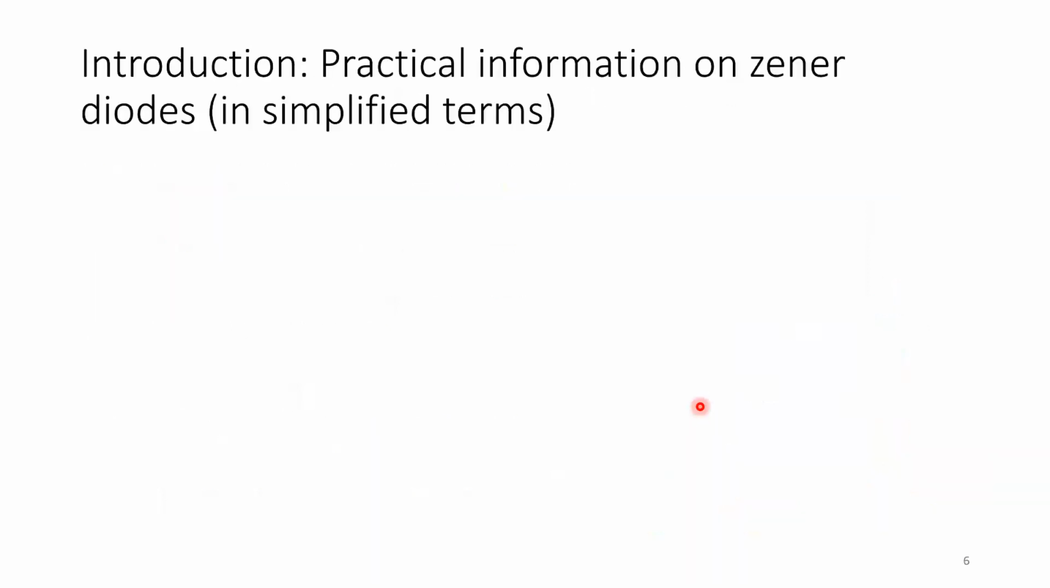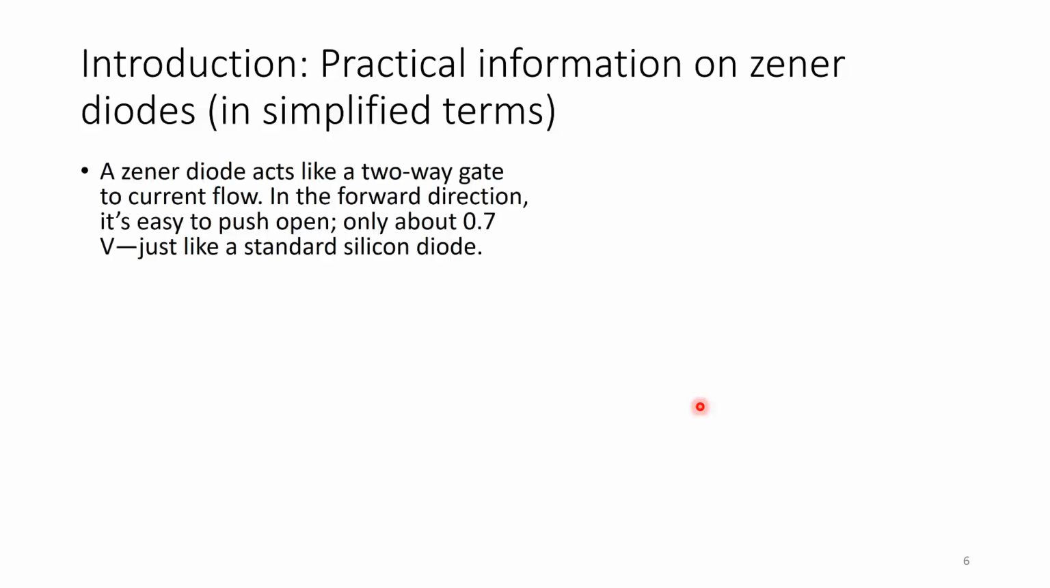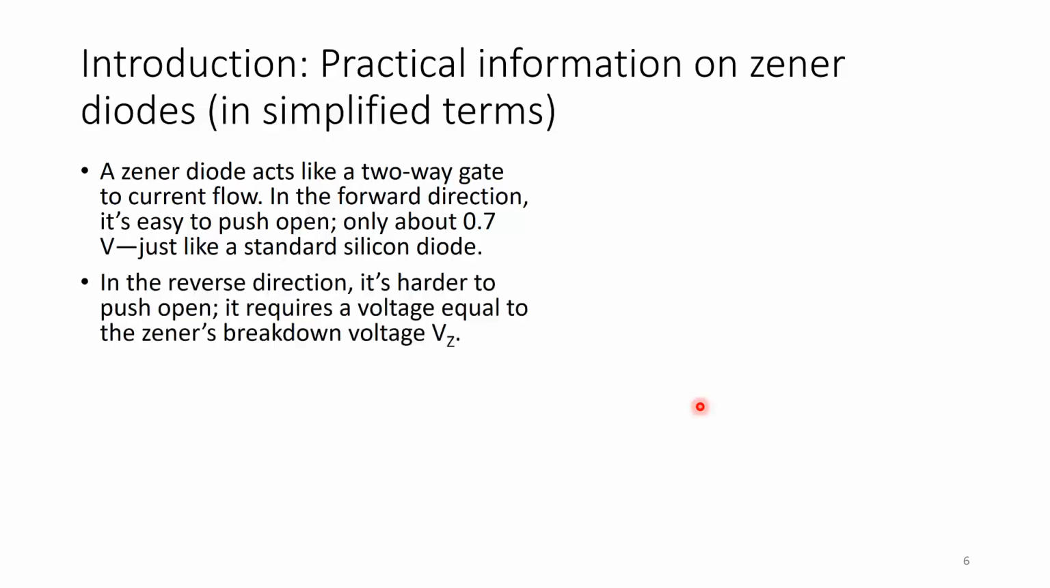So still introduction. I usually have this slide on practical information on Zener diodes using simplified terms. It's not so much for the exams, but it's there so that you understand that these devices I'm talking about are practical devices. A Zener diode acts like a two-way gate to current flow. In the forward direction, it's easy to push open, say only about 0.7 volts, just like a standard silicon diode, maybe 0.6 volts. In the reverse direction, it's harder to push open, and it requires a voltage equal to the Zener's breakdown voltage, VZ.